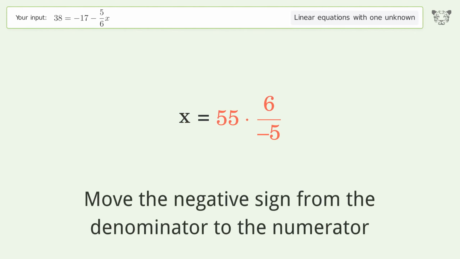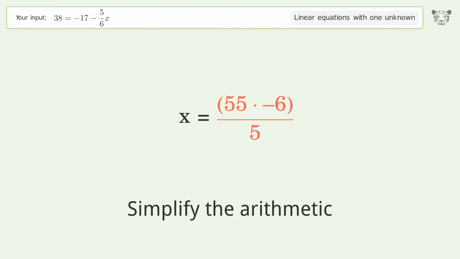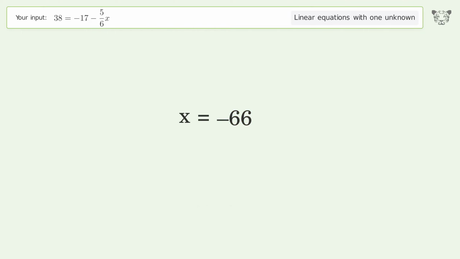Move the negative sign from the denominator to the numerator. Multiply the fractions. Simplify the arithmetic. And so the final result is x equals -66.